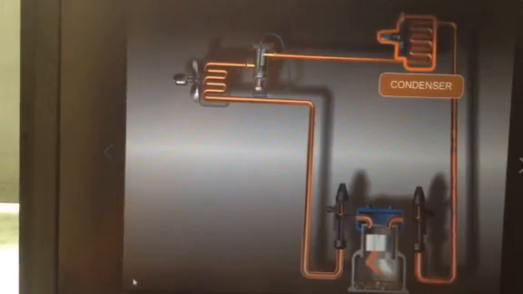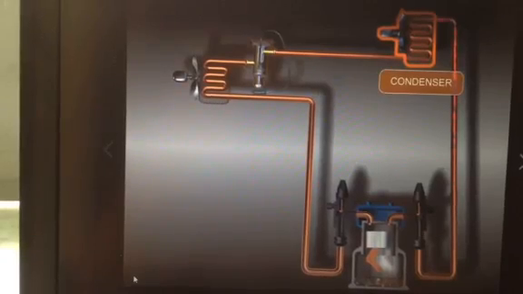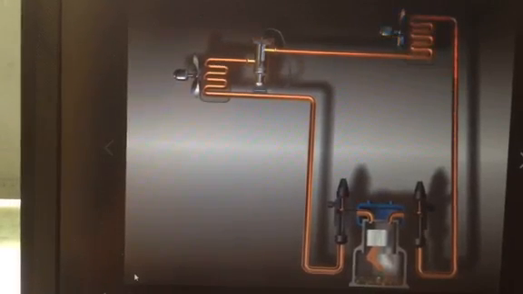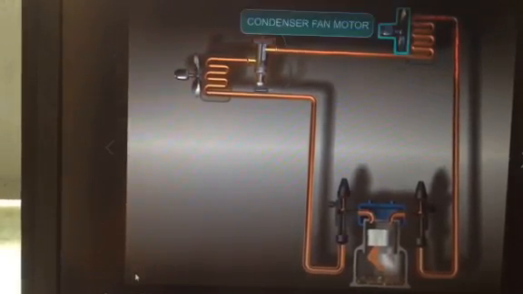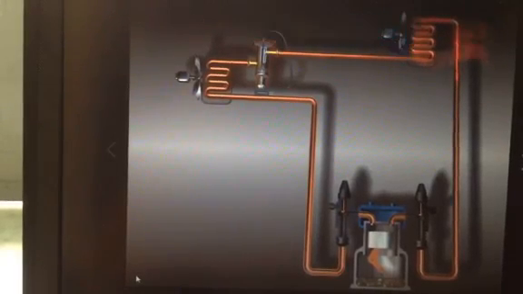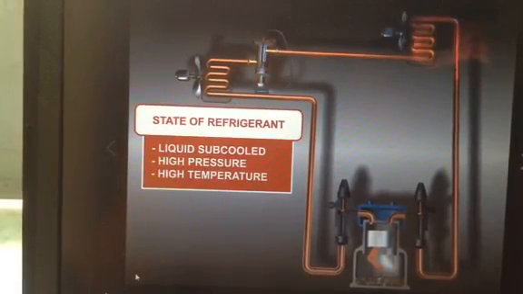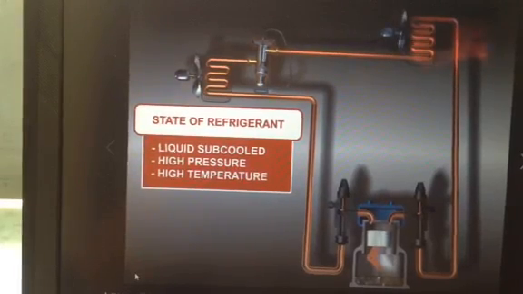The condenser is a heat exchanger, and its job is to remove the heat out of the refrigerant. And this condenser is an air-cooled type with the help of a condenser fan motor. When the heat is removed and the refrigerant comes out of the condenser coil, it has changed its physical state from gas to liquid subcool at a high pressure and temperature.